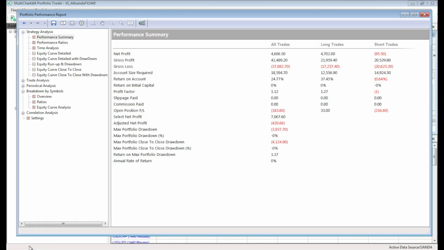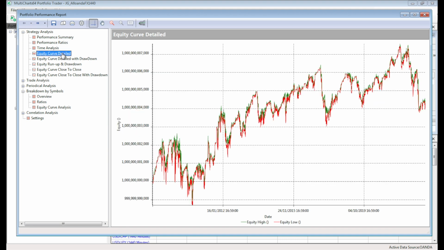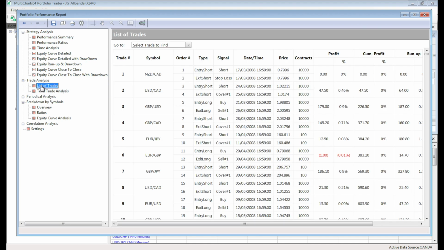So let's have a look at the performance report. This is the performance report of the complete portfolio of all of the 14 pairs. And we can see that it makes 4,600 pips in total. So in total, the portfolio is profitable. So that's quite a good start. That's what the equity curve looks like across the whole portfolio. But obviously we are going to have some pairs which perform much better than others.